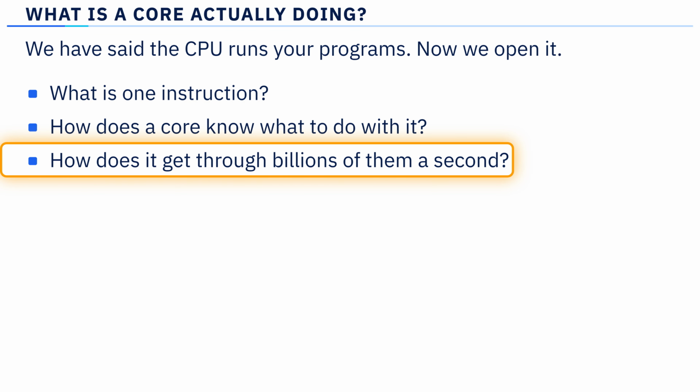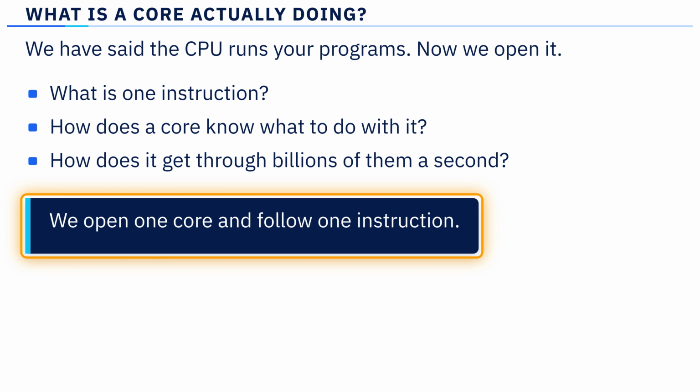Third question. How does it get through billions of them a second? That number is hard to picture, and there is a reason it is possible. We answer all three the same way. We open one core, and we follow one instruction through it.